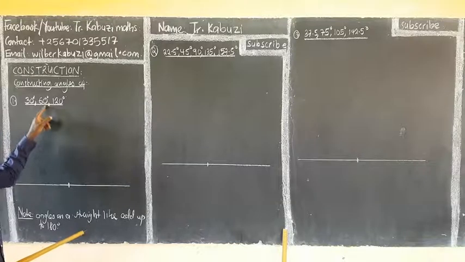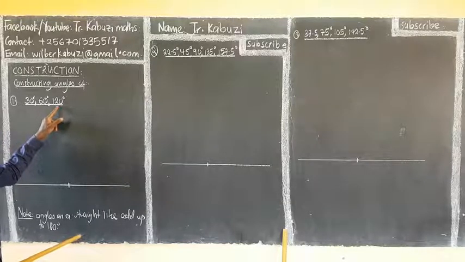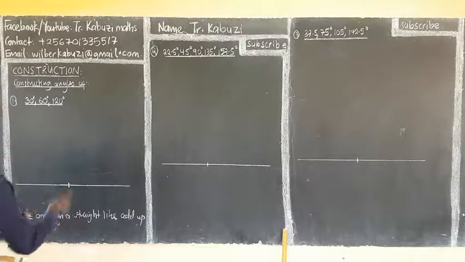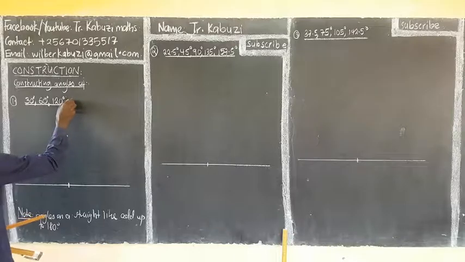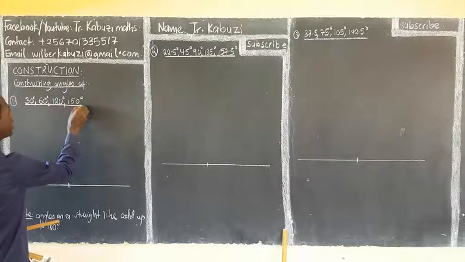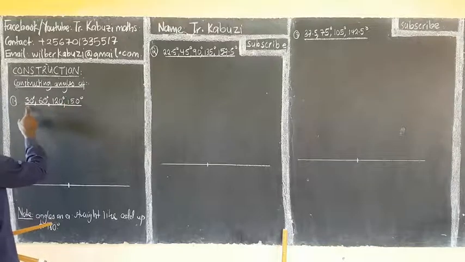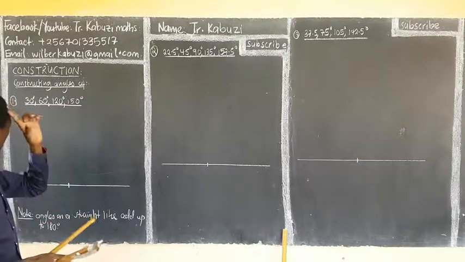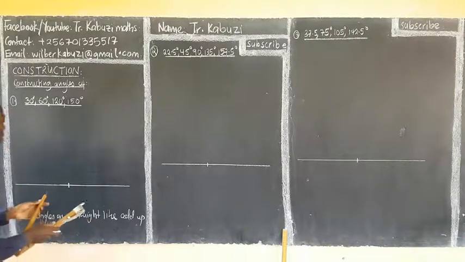So if I have 60, the balance is 120. Now, if I have 30, what will be my balance? The balance of 30 will be 150 degrees. Why? Because the 30 plus the 150 will be 180. So that's the idea. Now, I'm going to start by constructing 60 degrees.